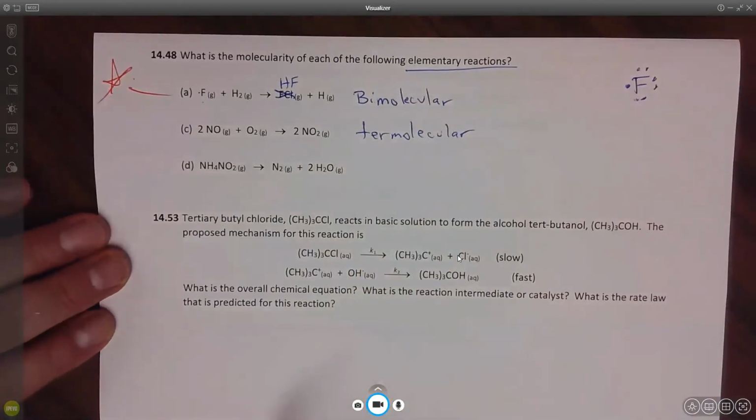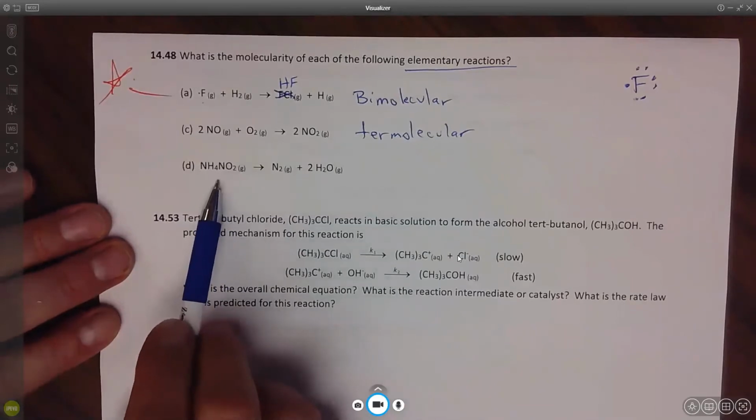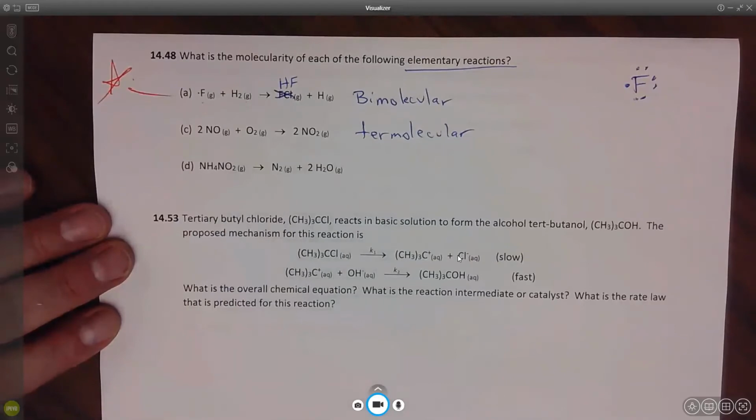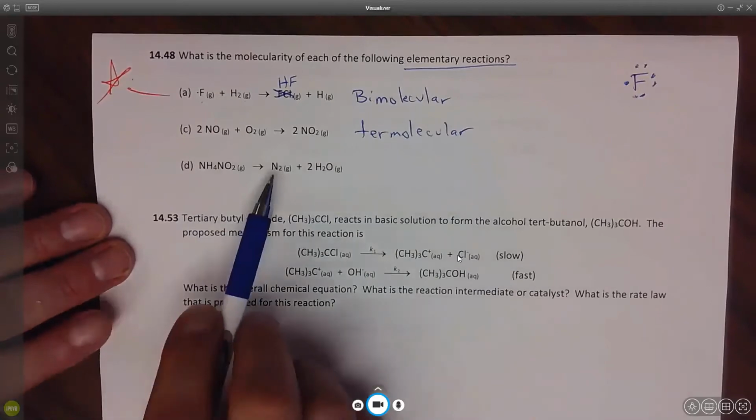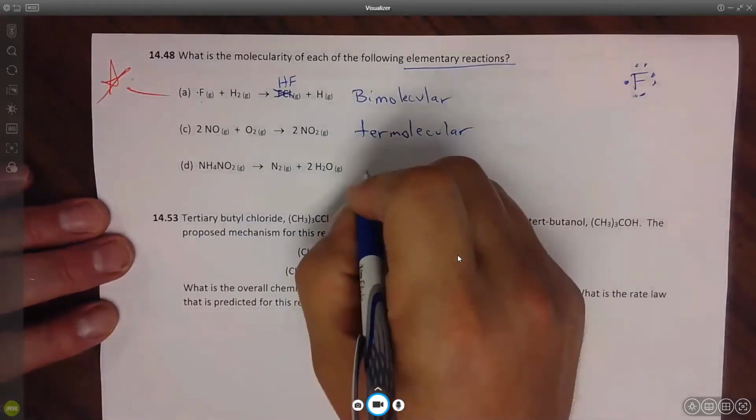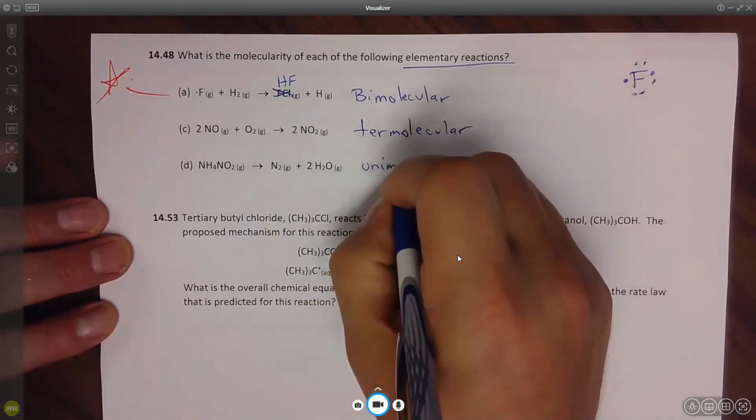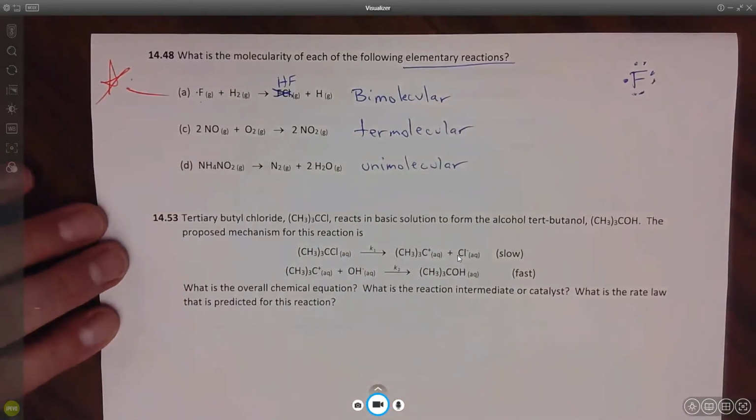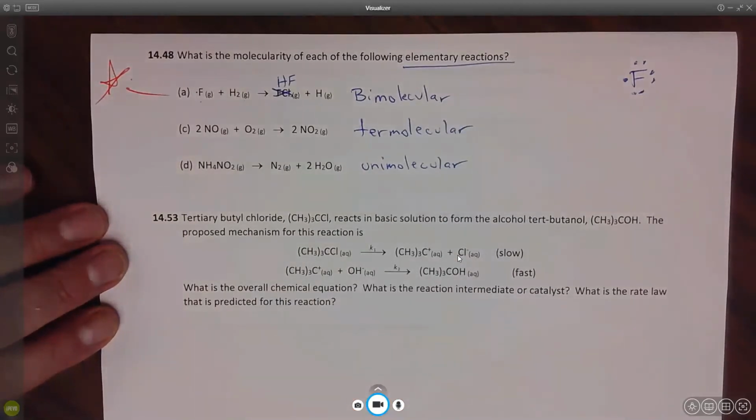Okay. Leah, are you there? The lights are just out right now. D, what is the molecularity of that last reaction? Unimolecular? Yeah, there's only a single reactant molecule. You heat it up and it'll decompose into nitrogen gas and water vapor. So this is unimolecular, not mono, but unimolecular. Okay, any questions on assigning molecularity to elementary steps? Everybody good?